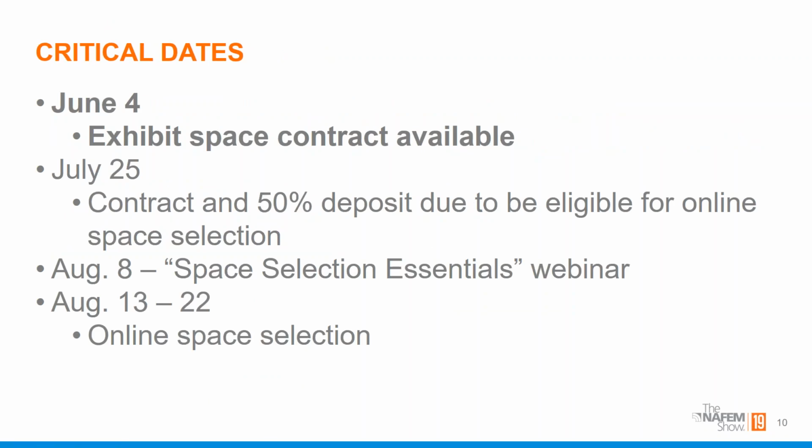Okay, critical dates. Many of these critical dates we have already mentioned, but I'd like to run through them one last time. So June 4th, exhibit space contract is available. The email will be deployed at 11 a.m. Central Time, so please keep an eye on that. July 25th, contract and 50% deposit are due to be eligible for online space selection. August 8th will be our next webinar, Space Selection Essentials. Highly recommend attending that. August 13th through the 22nd, we have online space selection.